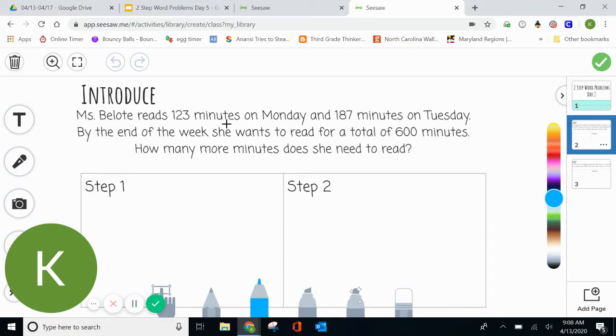Miss Belote reads 120 minutes on Monday and 187 minutes on Tuesday. By the end of the week, she wants to read for a total of 600 minutes. How many more minutes does she need to read?